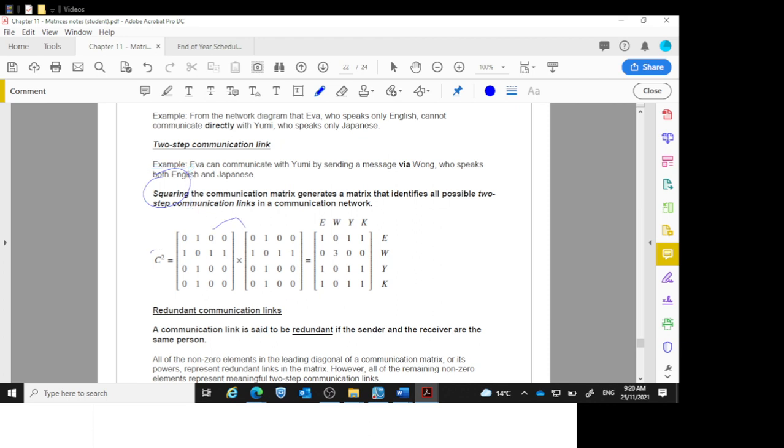You don't need to do that in the calculator. You can just put the little squares. If you've got the matrix, you can just put the squared over there. And this gives us the two-step communication here.